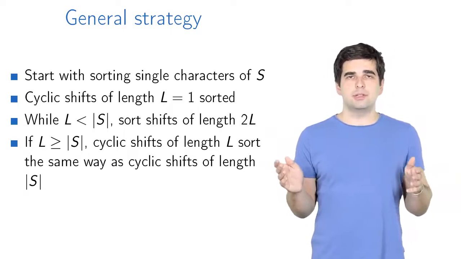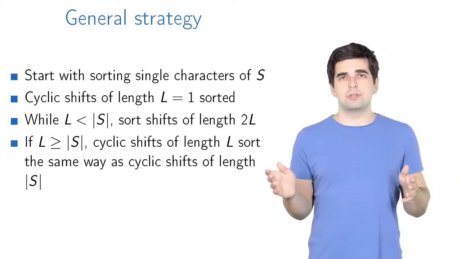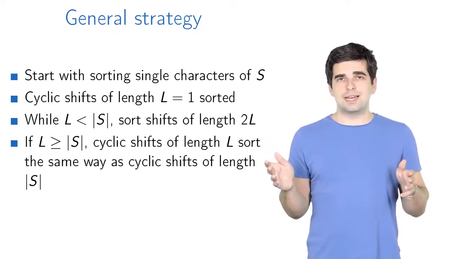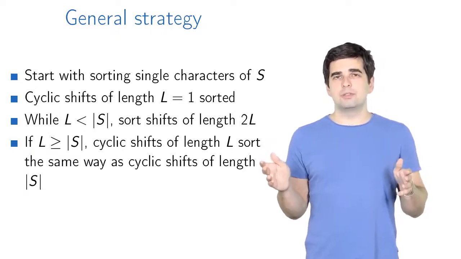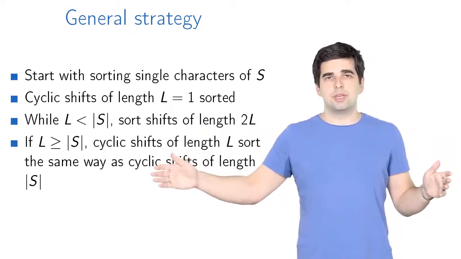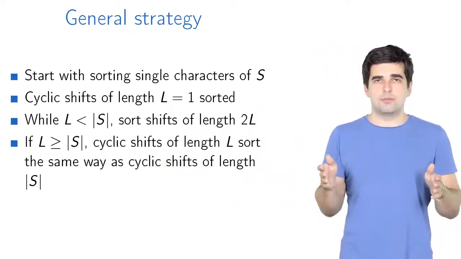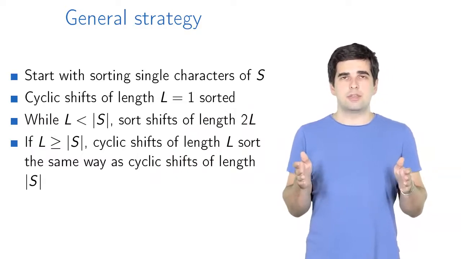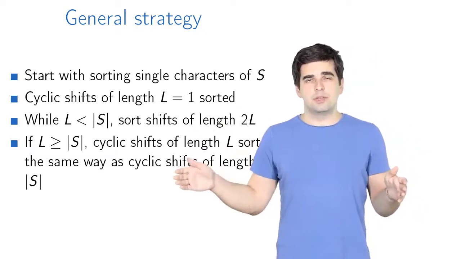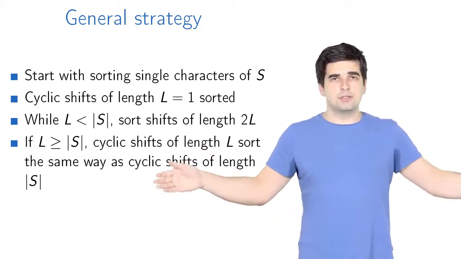While L is still less than the length of the string, we will use our order of cyclic shifts of length L to sort the cyclic shifts of twice the length. And we will do that efficiently using the order of the current cyclic shifts of length L. And thus we'll increase the length of the sorted cyclic shifts twice. And then we'll again increase it twice, and so on.